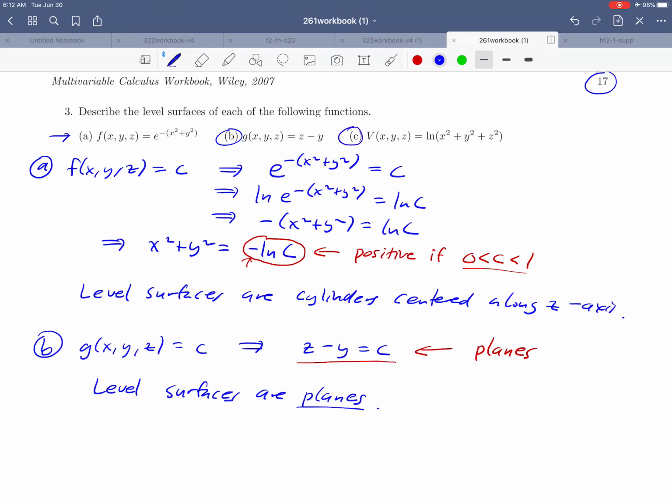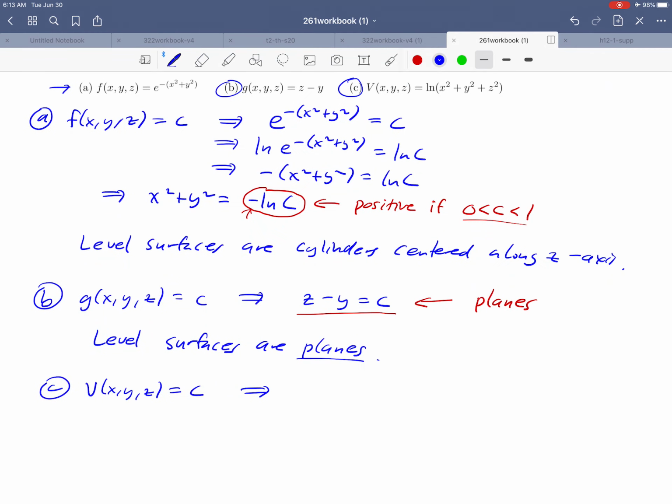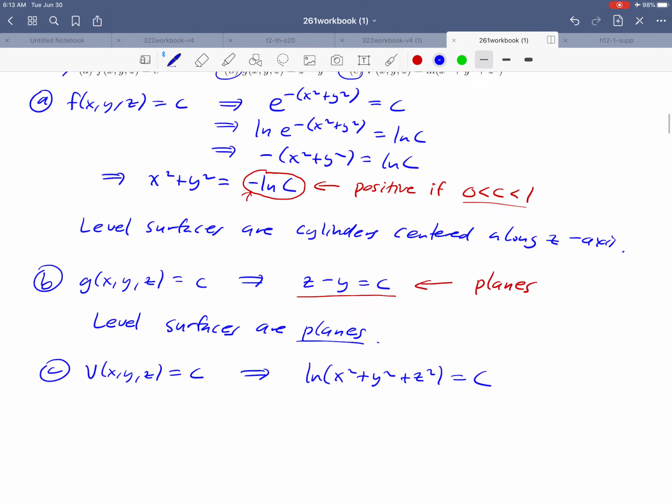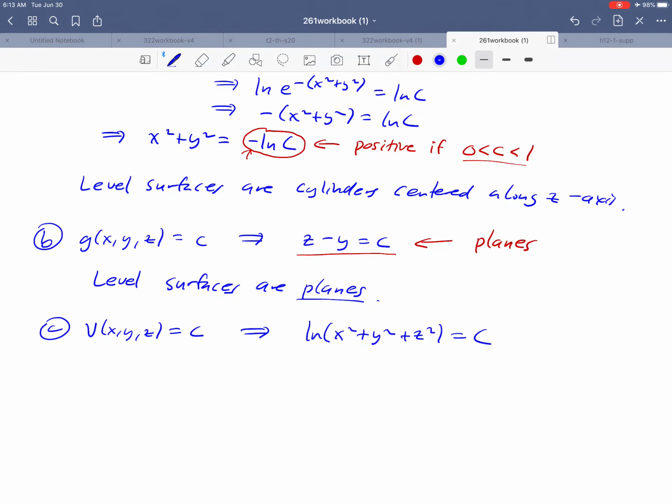And finally, let's look at C here. The level surfaces of V we would get by taking our function V and setting it equal to a constant. The formula for our function looks like ln of x squared plus y squared plus z squared. Again, we're looking at a complicated formula. I can't really tell what that's going to give us without doing some simplification. So how would we undo the natural log function on the left-hand side? Its inverse is the exponential function, so we could exponentiate both sides.